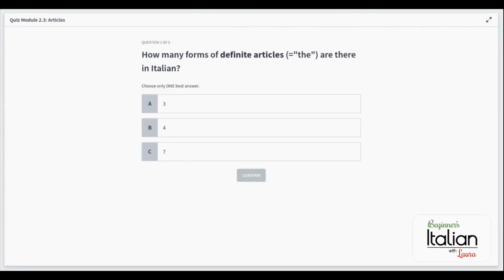Number 1. How many forms of definite articles, meaning the, are there in Italian? Choose only one best answer. A, 3, B, 4, or C, 7.